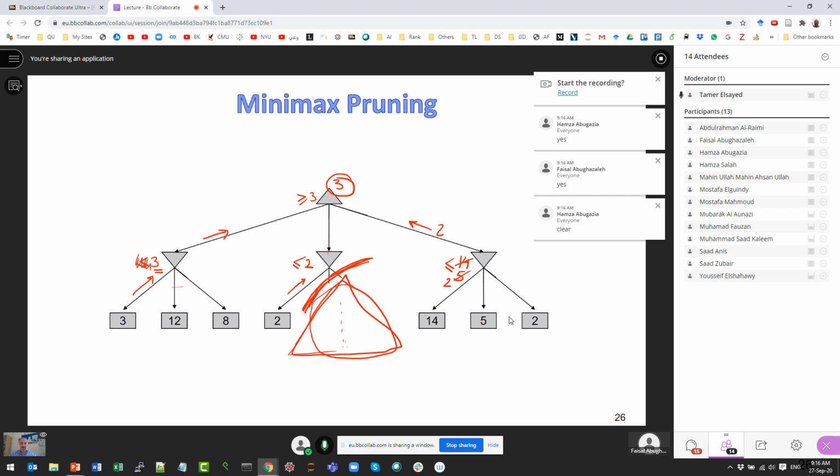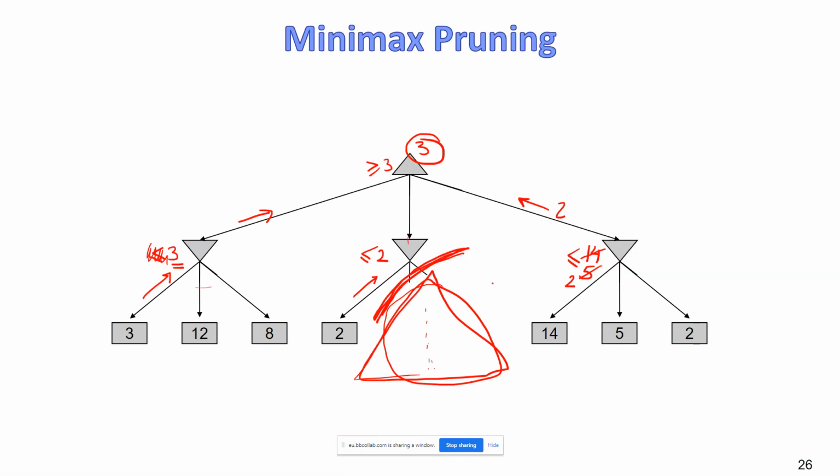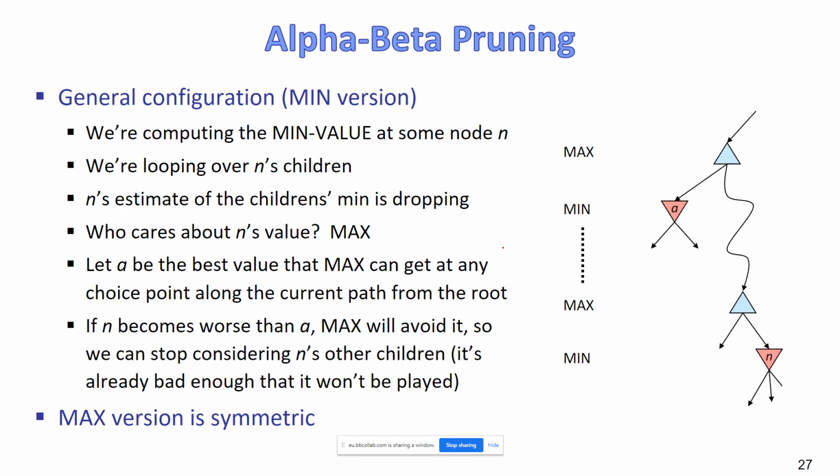Okay, good. So let's try to generalize this idea. So this idea is generalized in what we call alpha beta pruning. So actually we can do this pruning on min nodes and max nodes. That's why we have 2 values here, alpha and beta. So what is the general idea?